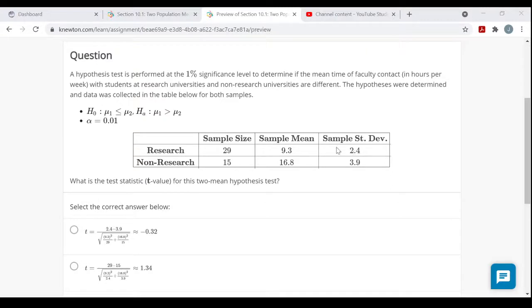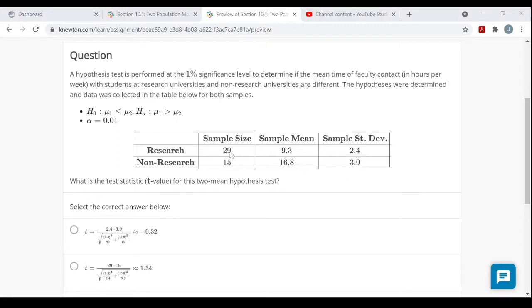Okay, and then here's the information about the two samples. 29 classes sampled from research universities, and the mean contact hours per week was 9.3. The sample standard deviation for sample 1 is 2.4. For the non-research universities, 15 observations were taken, a sample size of 15. The average for those 15 classes of faculty contact hours was 16.8 per week, with a sample standard deviation of 3.9.